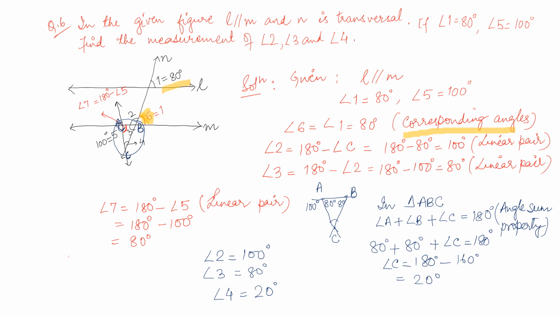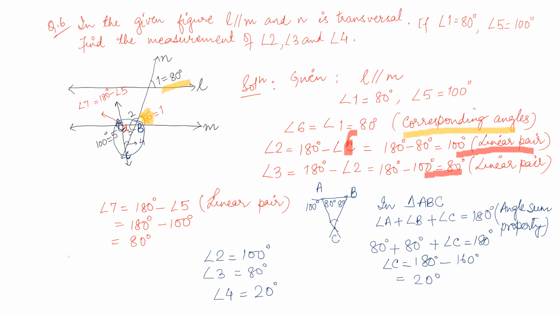Where is angle C? Angle C is not there, it should be angle 6. So that is 180 minus 80 degrees, that is 100 degrees, linear pair of angles. Now angle 3, if you see, one of the angles, angle 5, you got, so angle 3 you can calculate using the linear sum property. It will be 80 degrees.